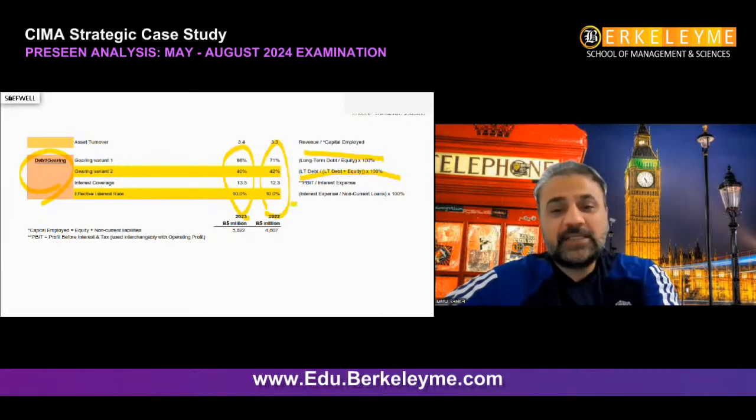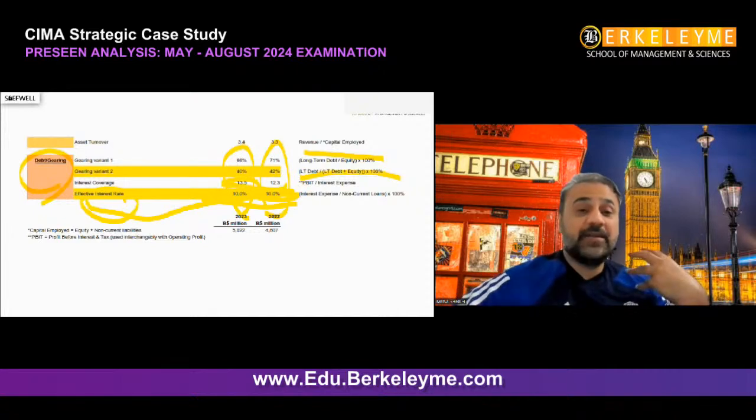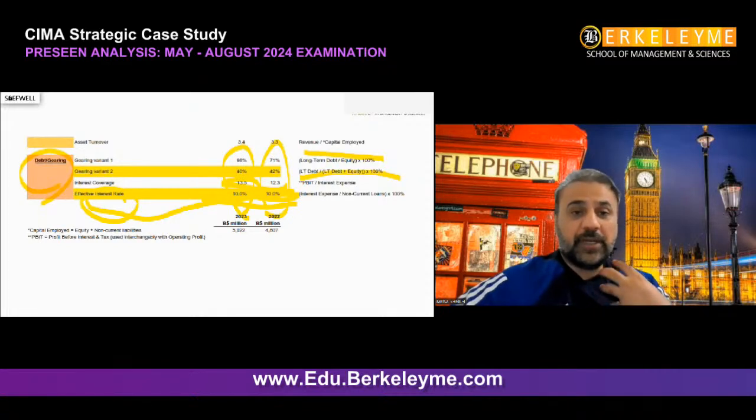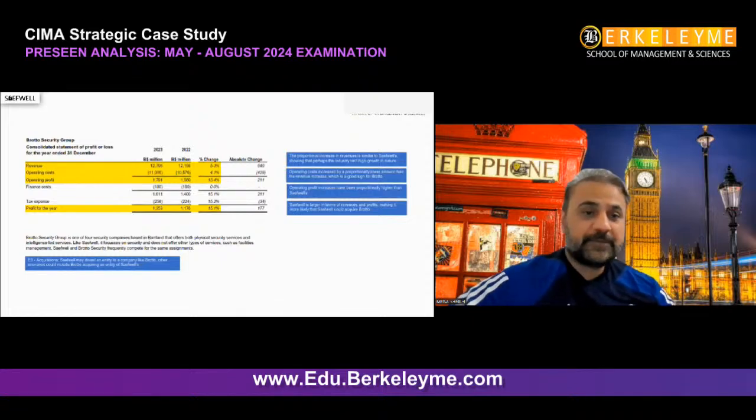So the effective rate was 10%. So there's no change in interest rate. And interest cover means that you have 13.5 times the money to pay your agreed interest that you have already committed, which means that you are a good company and you are able to sustain yourself. Now let's see your competitors.